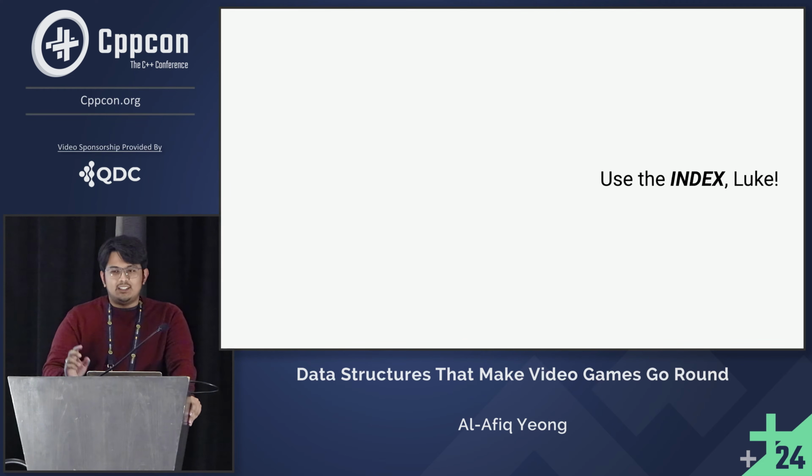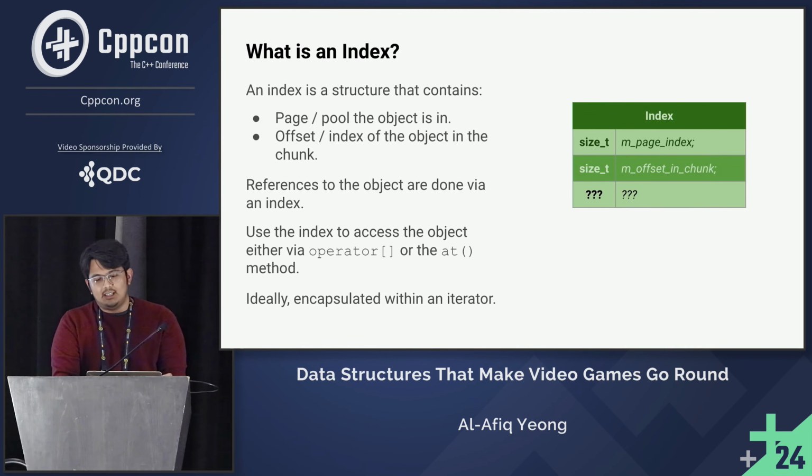So I'm getting tired of saying index of the pool and offset in the chunk, so I'm just going to call that an index, right? And an index is basically a data structure that contains the page index or the pool index, and also the object's offset inside of the chunk. And you can use this to do lookup with the at method or with a square bracket operator. Ideally, it would encapsulate this information within an iterator, so you can use it to iterate over the container.